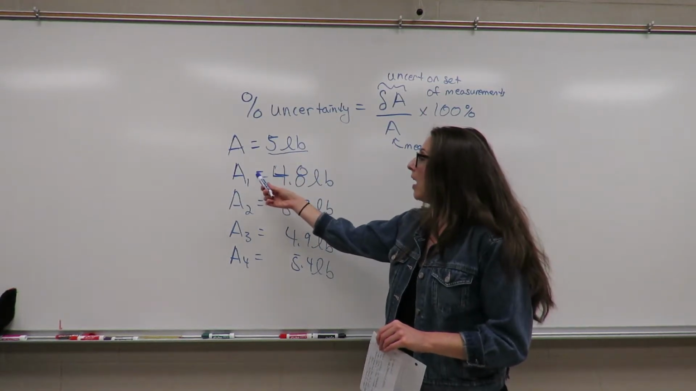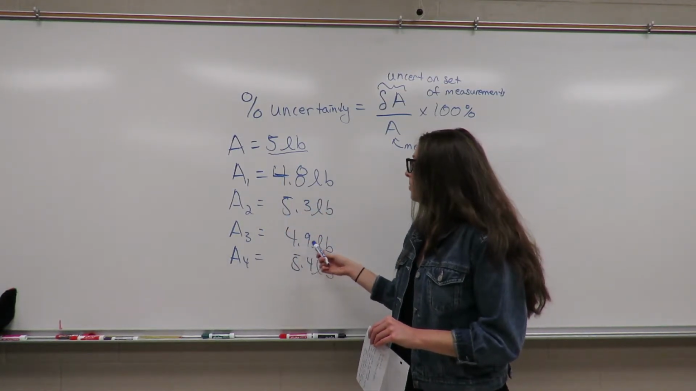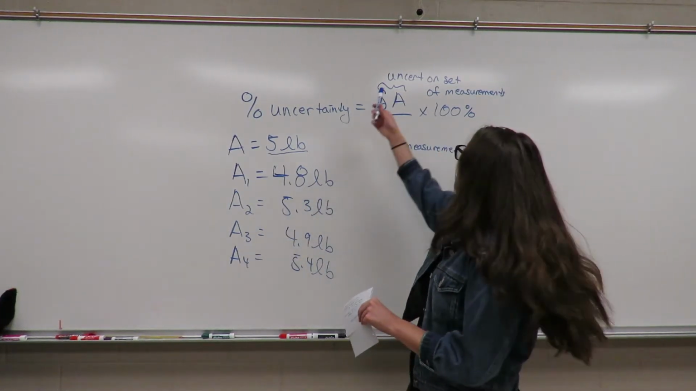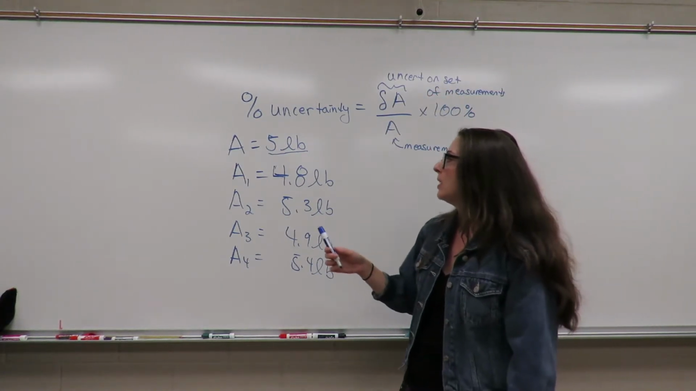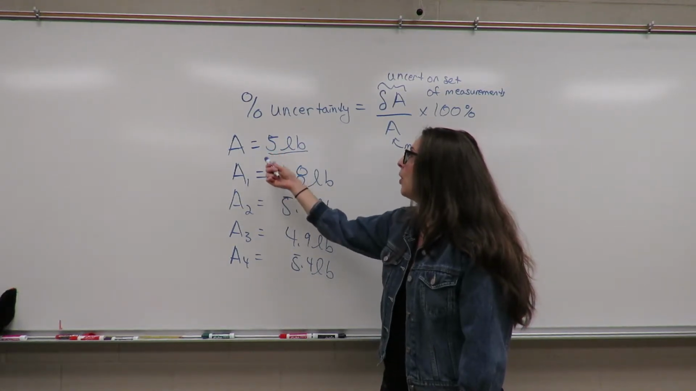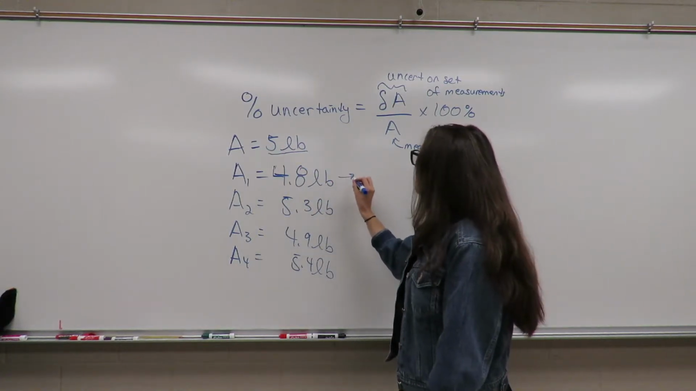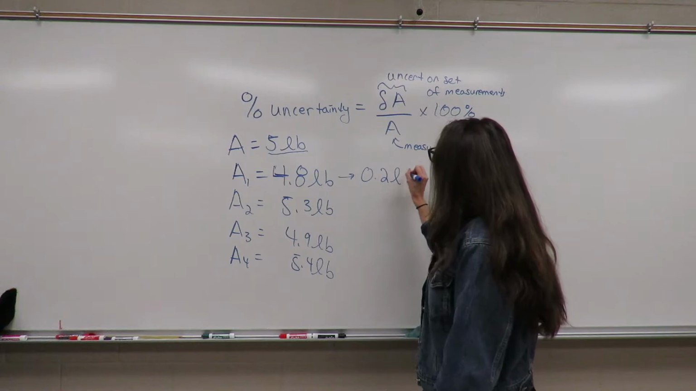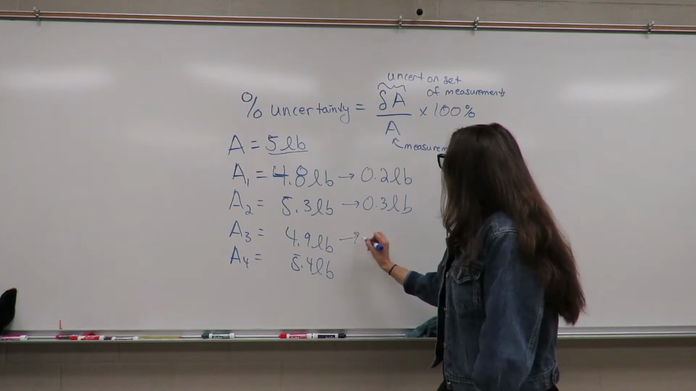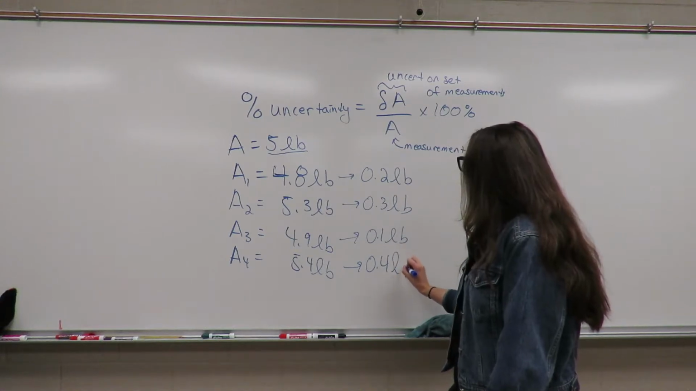So the first bag I measured to be 4.8 pounds, the second to be 5.3 pounds, the third to be 4.9 pounds, and the fourth to be 5.4 pounds. Now to get this delta A, this uncertainty on the set of measurements, what I'm going to do is go through all these measurements and see how far are they off from what is suggested the weight of this bag should be, 5 pounds. So this first bag is 0.2 pounds off, the second bag is 0.3 pounds off, my third bag is 0.1 pounds off, and my fourth bag is 0.4 pounds off.